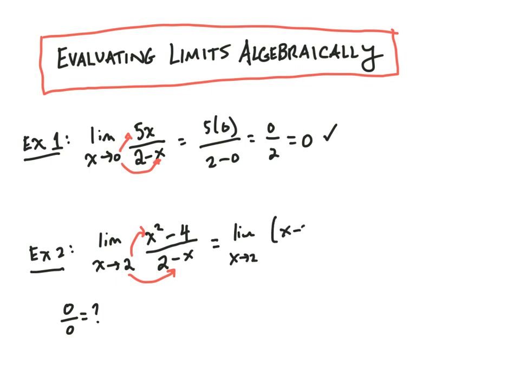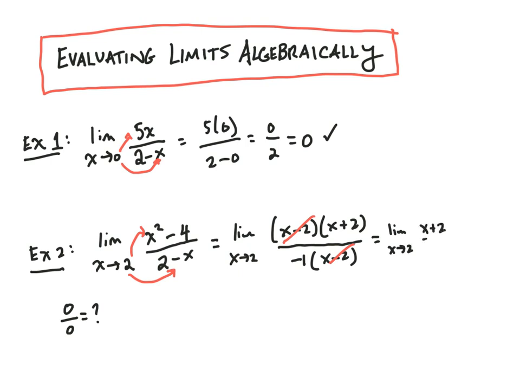So I'll take the numerator of x squared minus 4 and I'll factor it to x minus 2 times x plus 2. The denominator of 2 minus x I'll factor by pulling out a negative 1, leaving it negative 1 times the quantity x minus 2. Now I see a common factor of x minus 2 in the numerator and denominator, and I cancel them out.